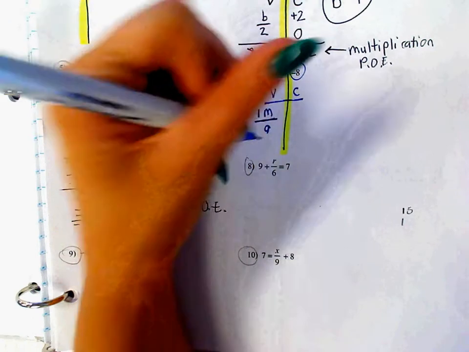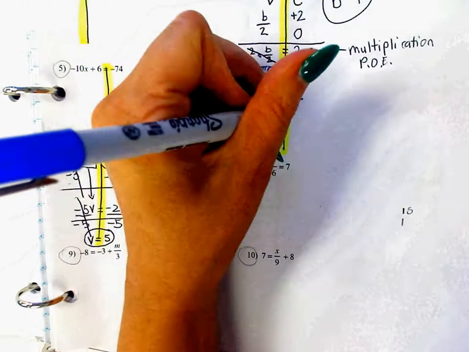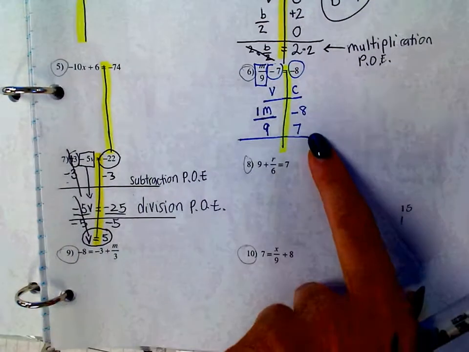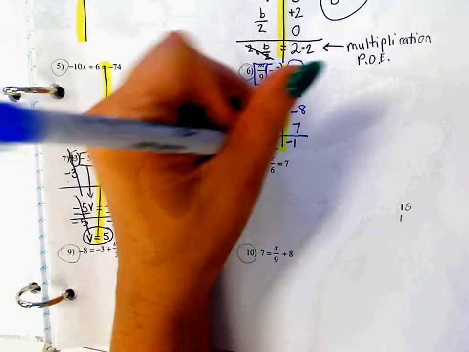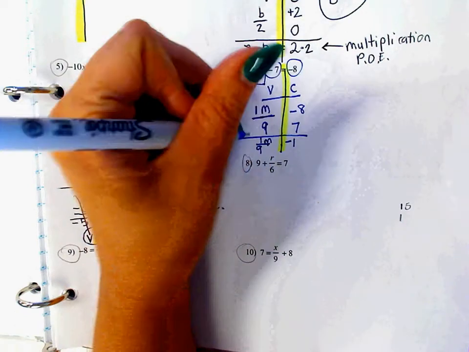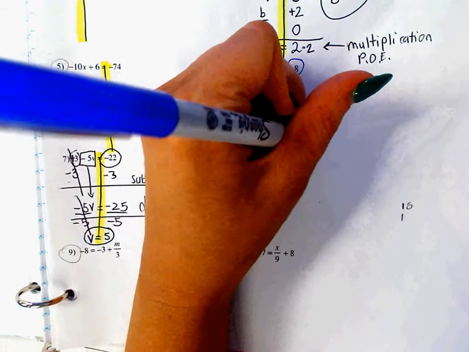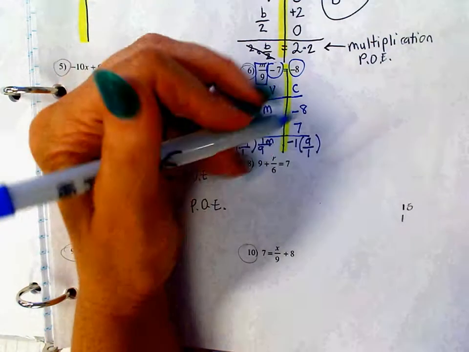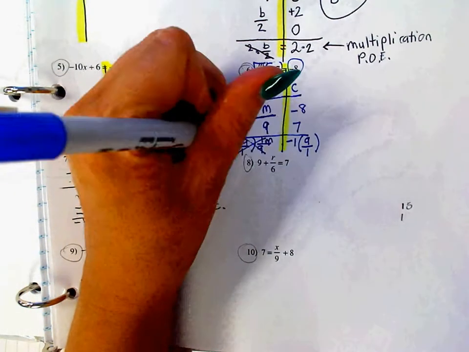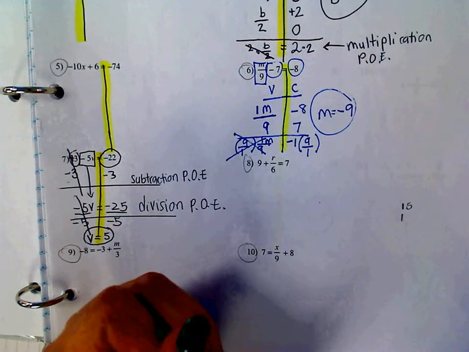Remember, that's a fraction, 1/9. Your constants are -8, and I'm going to make the 7 positive. Add these together. -8 plus 7 is -1. And then we're going to flip the fraction and multiply it. So -1 times 9 over 1 is -9. So m equals -9.